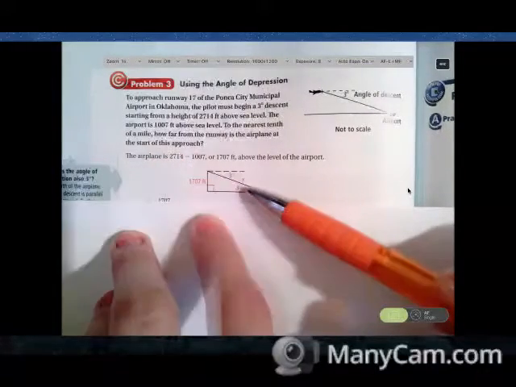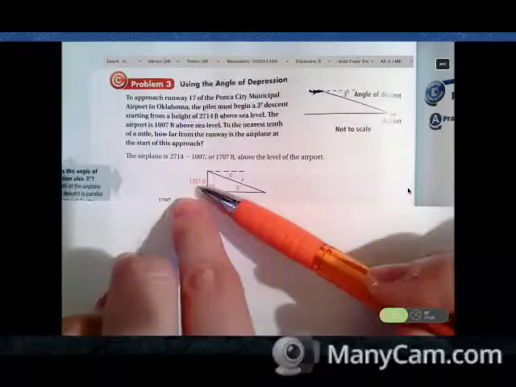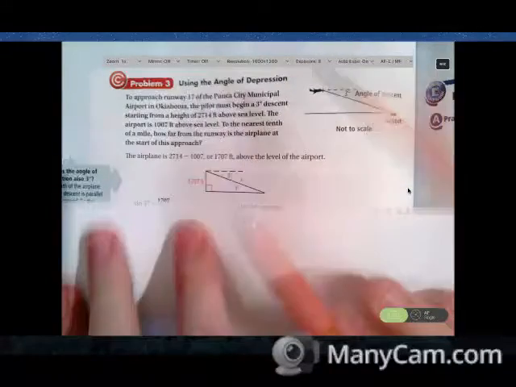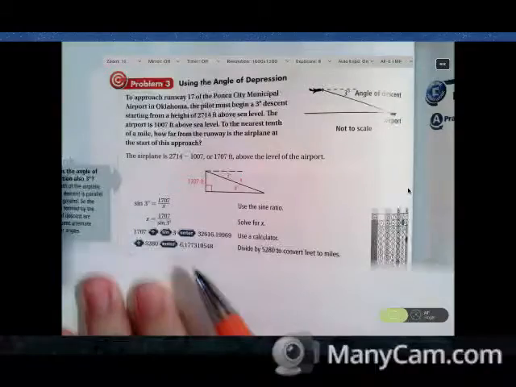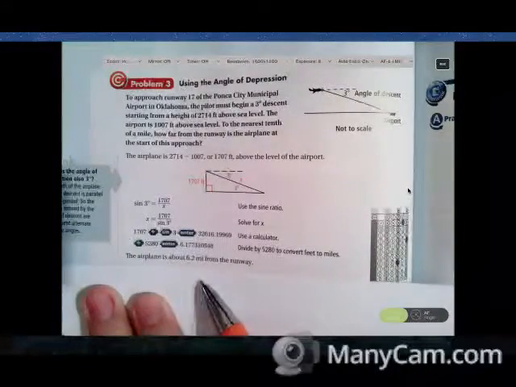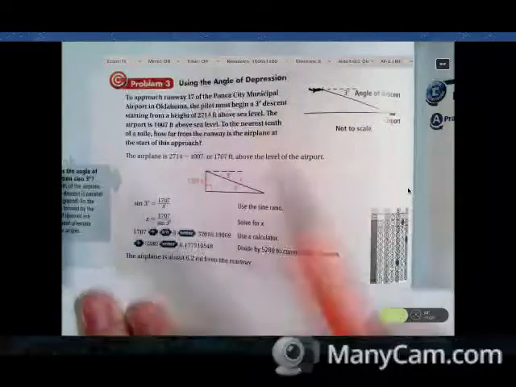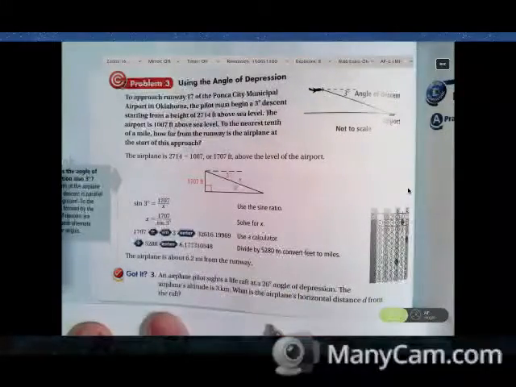So you can see from this 3 degrees, we have opposite over hypotenuse. So we're going to be using the sine. So this is how we set it up. Then when we solve it, we get that the airplane is roughly 6.2 miles from the runway. Alright, so why don't you try the got it down here?